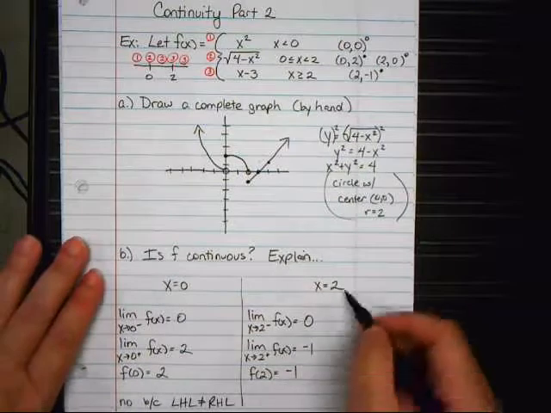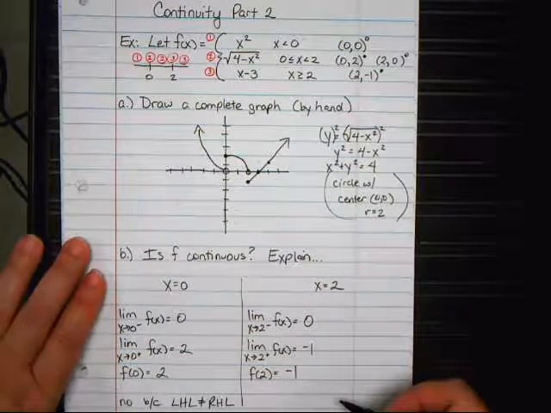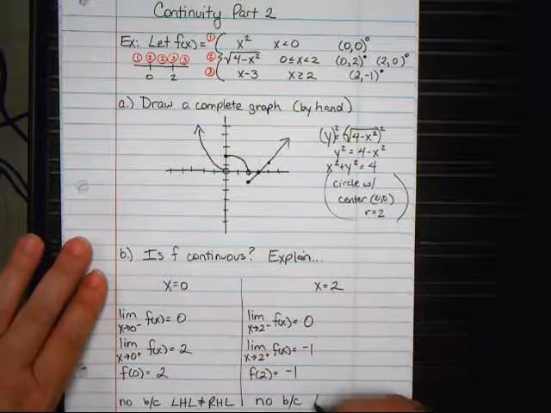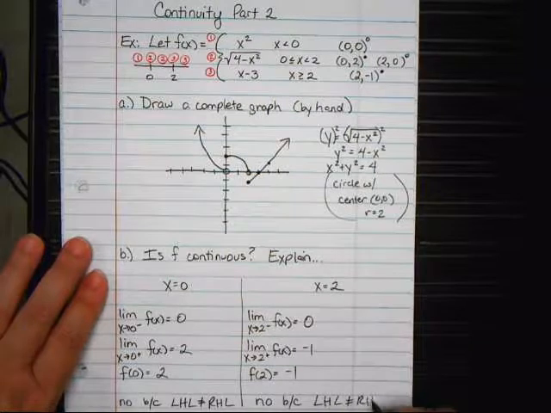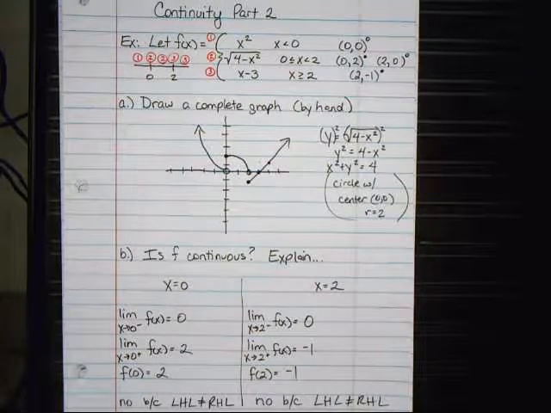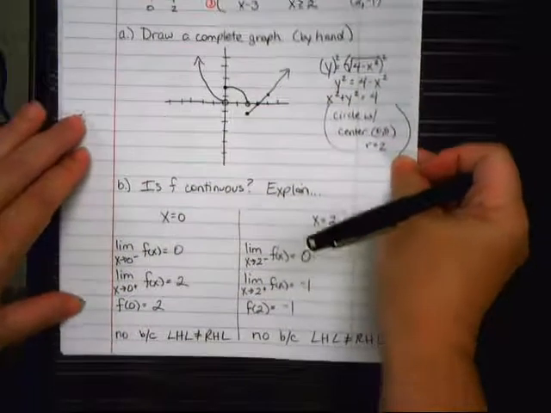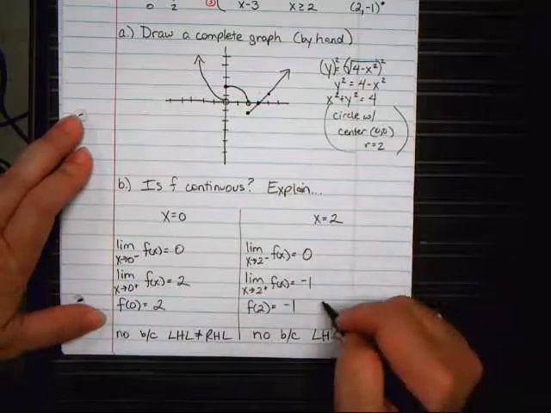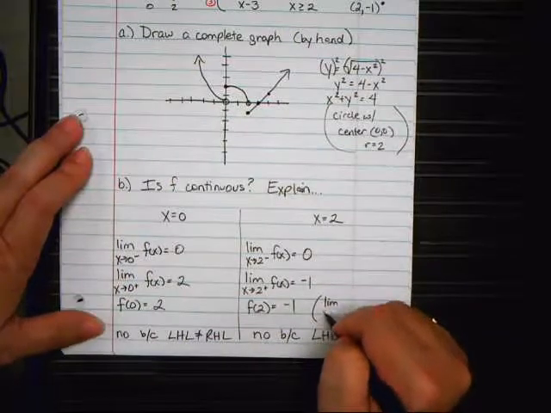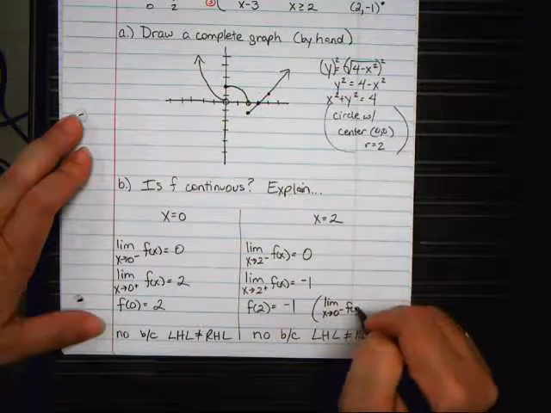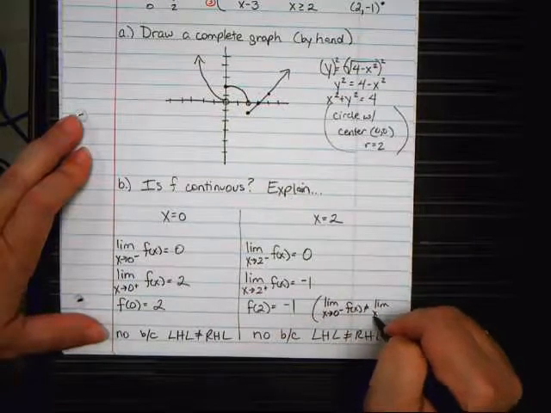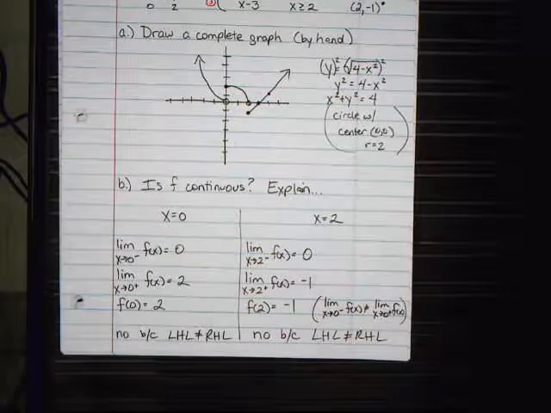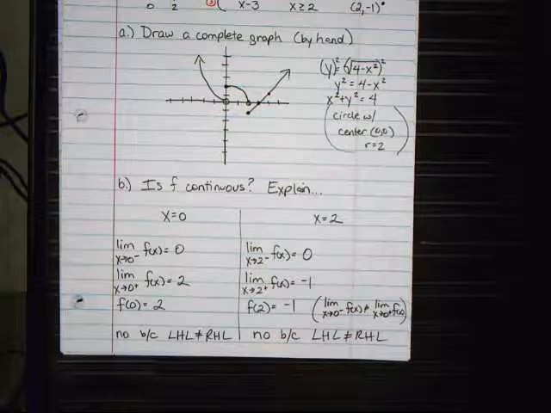Okay? So, is it continuous at 2? No. So this is a no because why? LHL does not equal RHL. Okay? Now, I want to write it a different way also, and I want you to see if you understand what this mathematically says. This is an alternative way to write it. The limit as x approaches 0 from the left of the function does not equal the limit as x approaches 0 from the right of the function. Does that make sense? Yeah, that's just another way to write it in more fancy mathematical terms.